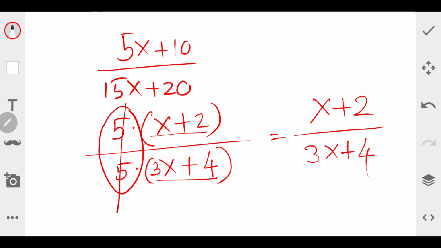Okay, so that's how we divide polynomials. So make sure, if you are still not 100% sure, please watch the video one more time. I think that'll help you.